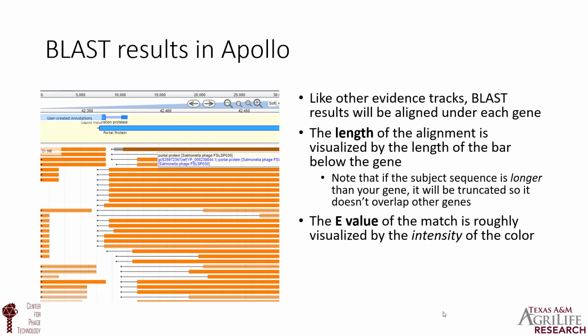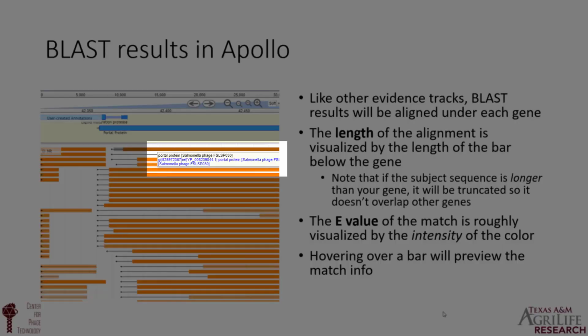The E-value of your match is roughly visualized by the intensity of the color in the bar underneath. If you mouse over a bar, that will preview the match as shown here, showing a BLAST hit to a protein identified as a portal protein found in a Salmonella phage.